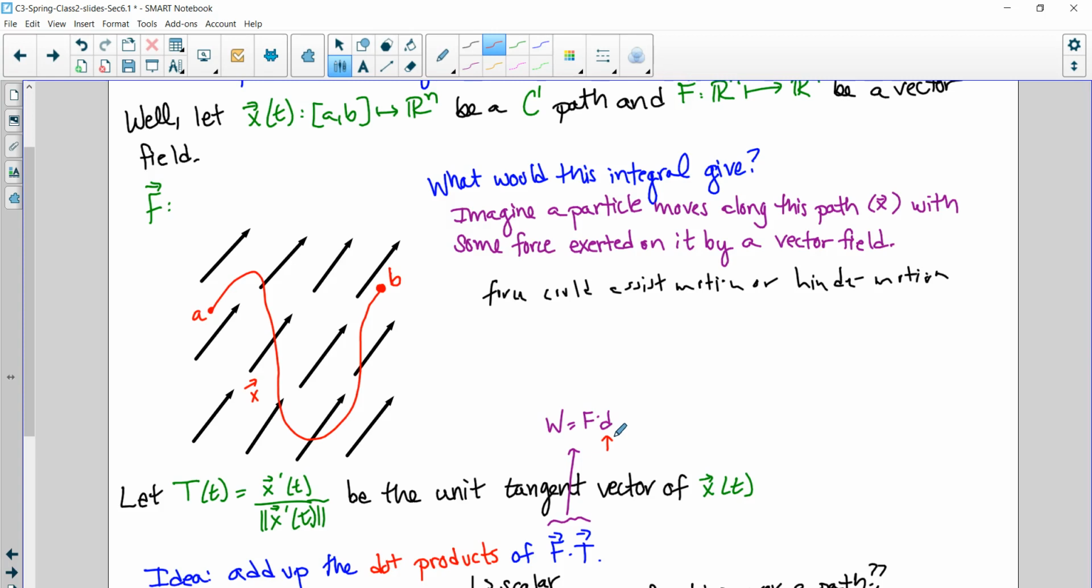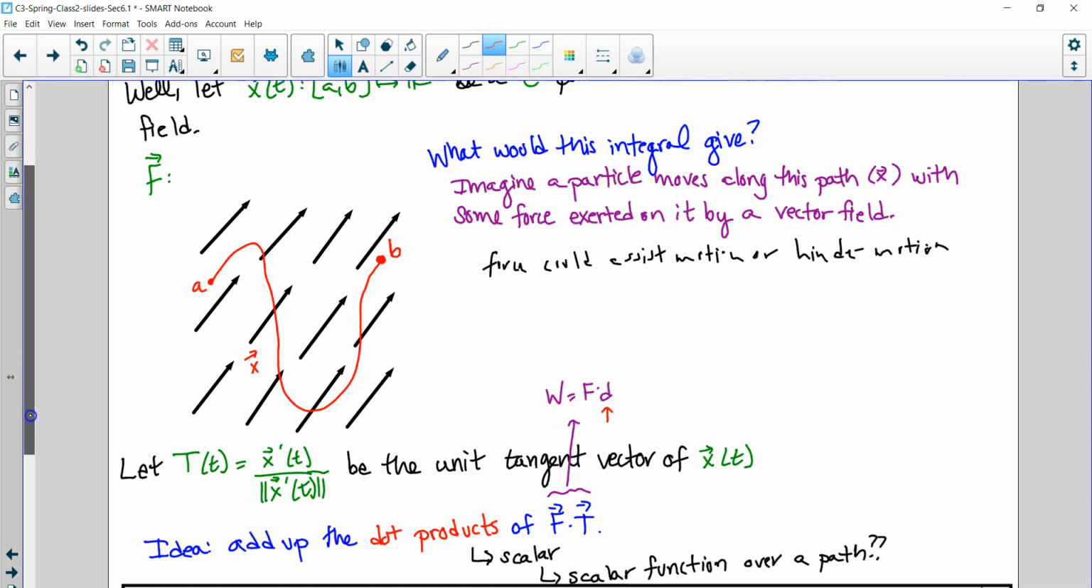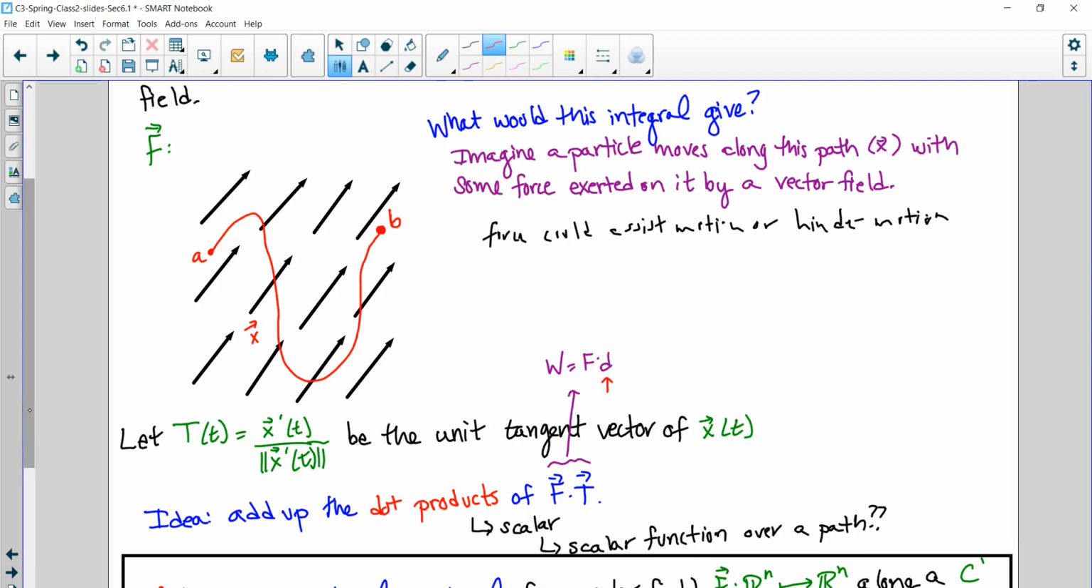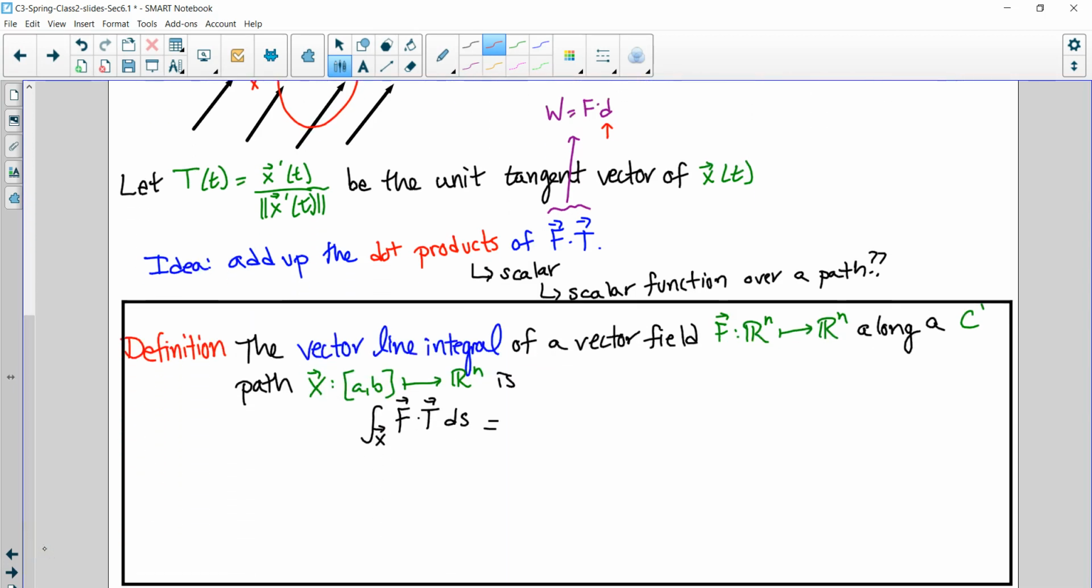So that's why we want to add up the dot products. It's the idea of taking incremental changes over a small or a large thing and adding them all up, just like the integral. That's the route we're going to take. Consequently, when we do this dot product, remember that the dot product gives us a scalar. If I have to add up a bunch of scalars, this starts to sound like we have a scalar function, right, F dot T, over a path. We just went through all that math. So guess what? We get to do it all again. Just kidding. I'm going to give it to you.